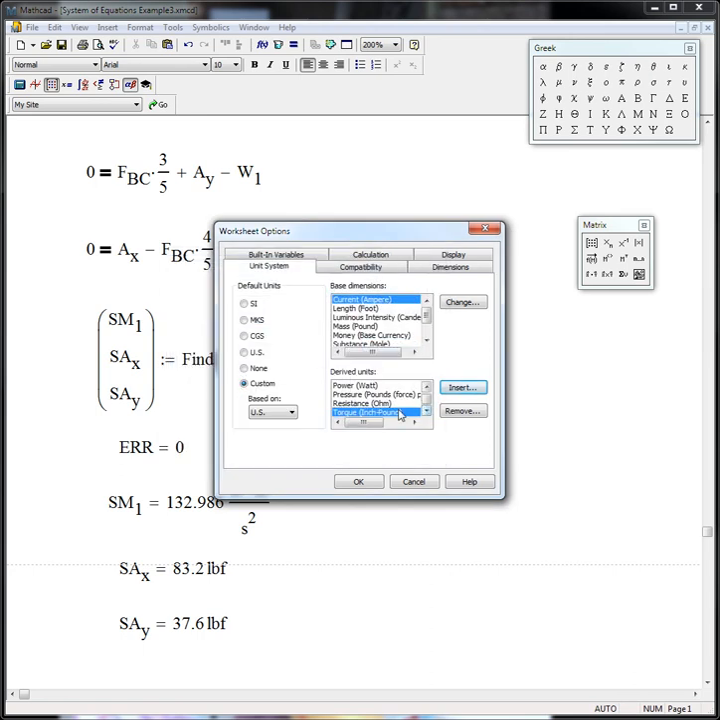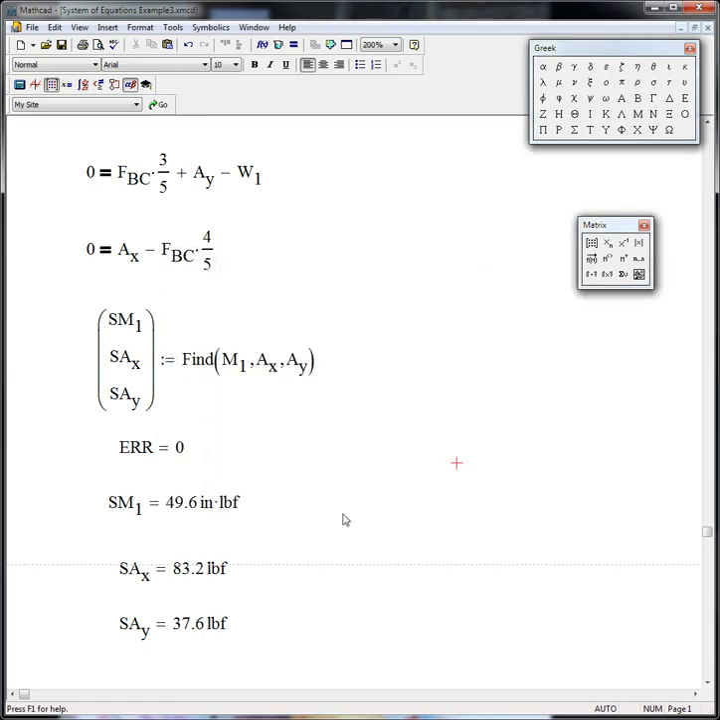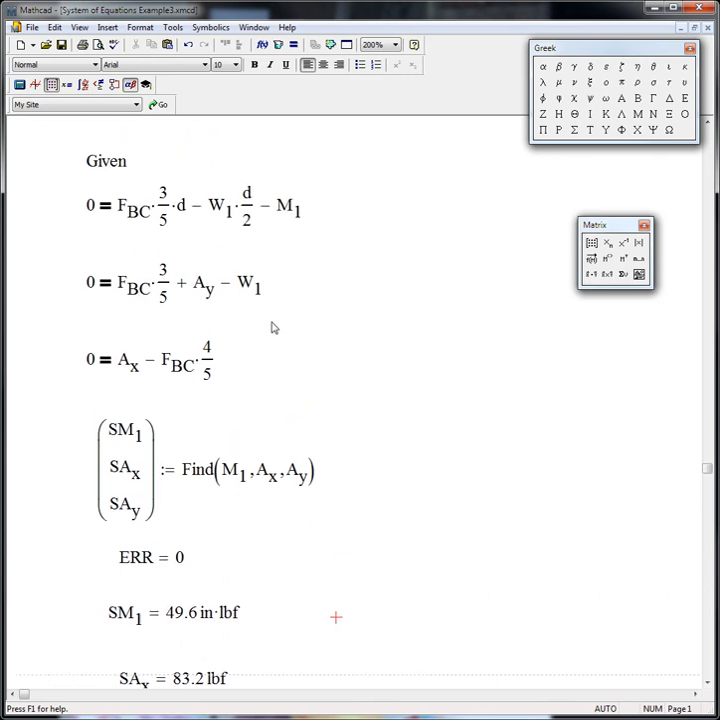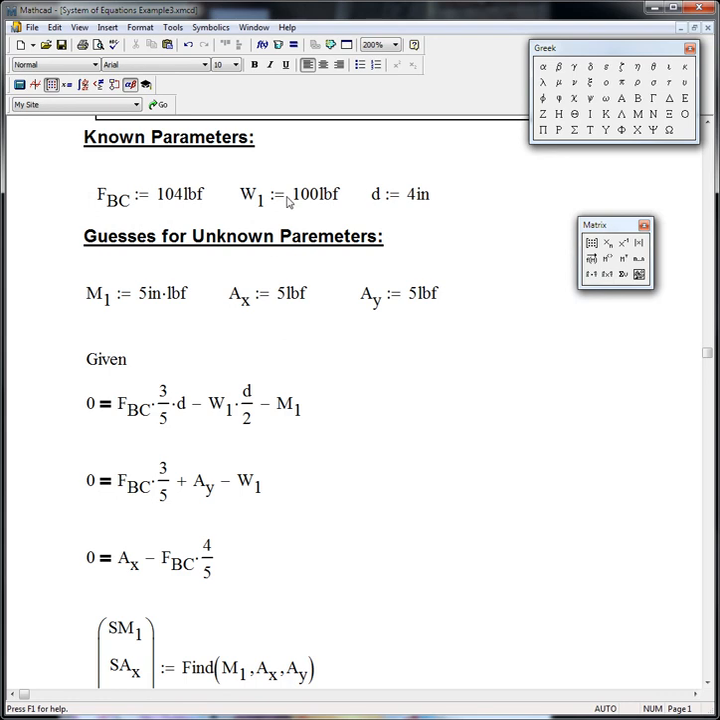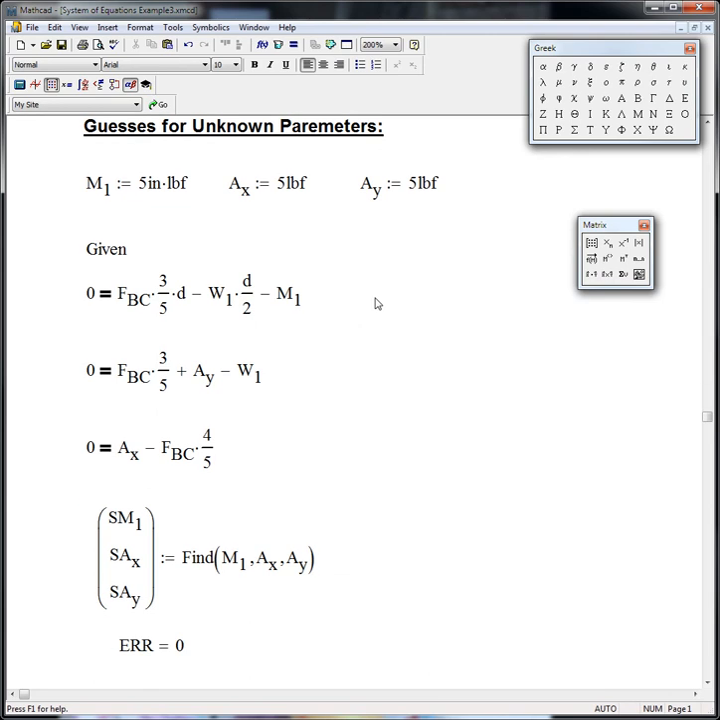So now you can see that's okay. And now we get 49.6, which is around 50. That's what we expected. So anyways, just review that. If you have a set of equations and you're putting in units, which I encourage you to do, it's always good to use units. That always gives you a check on if your equations are set up correctly.